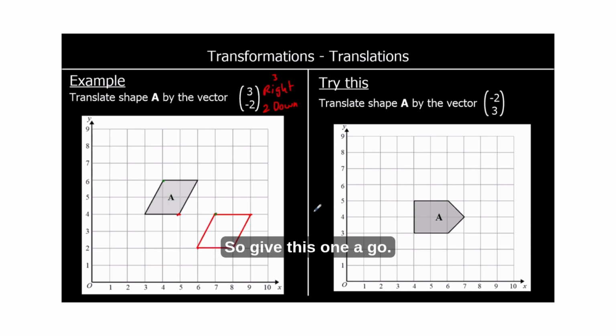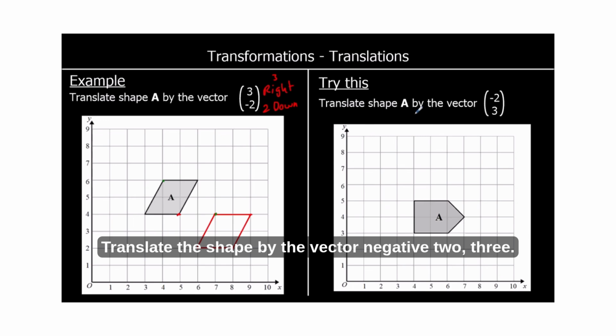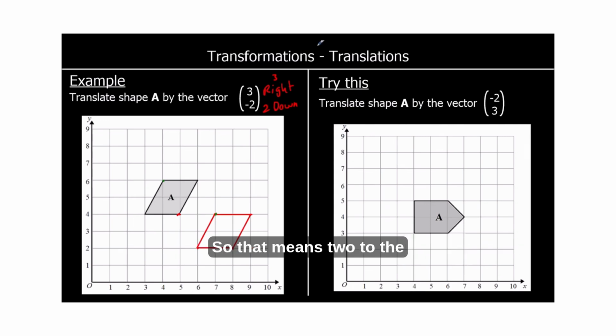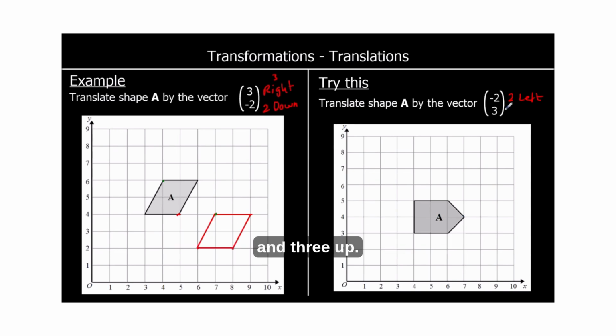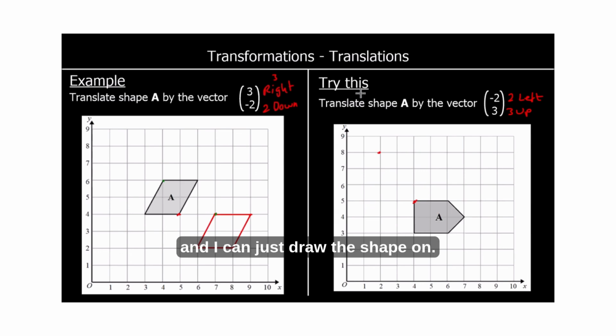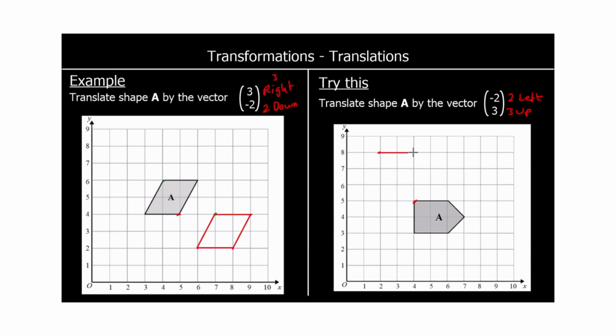One for you to try. So give this one a go. So translate the shape by the vector -2, 3. So that means 2 to the left, -2 in the x direction, 2 left, and 3 up. So let's pick a point and go 2 left and 3 up. So that's my top left corner. And then I can just draw the shape on.